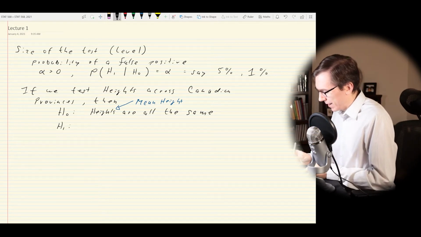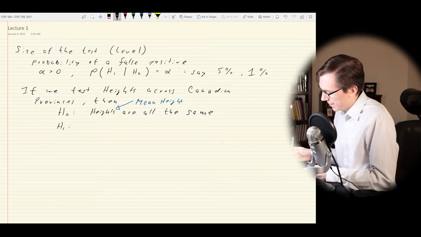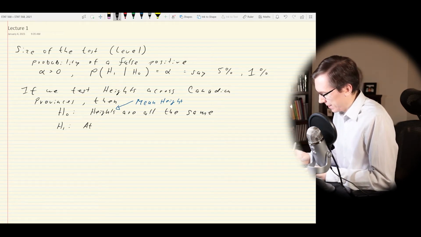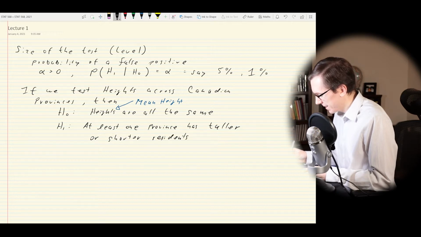Versus the alternative hypothesis, which is that at least one province has, let's just say, taller or shorter residents on average.